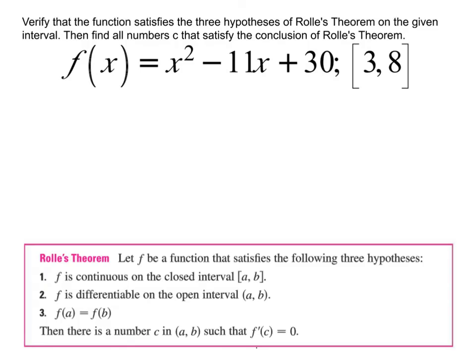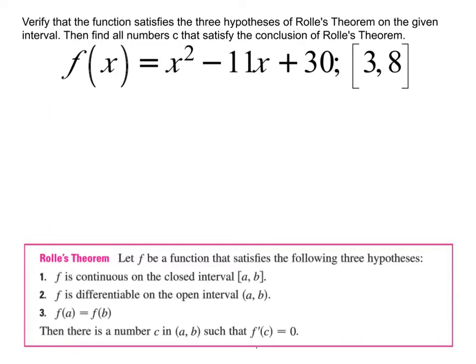All right, so if we're going to answer this question here, there are 2 different parts. And the first part is that verify part. Verify that the function satisfies the 3 hypotheses of Rolle's theorem on our interval. And so for this part of the process here, that means we're going to be showing that each of these 3 is true.